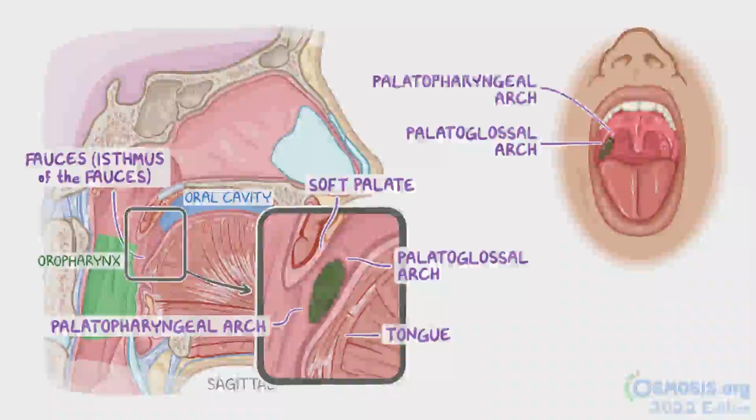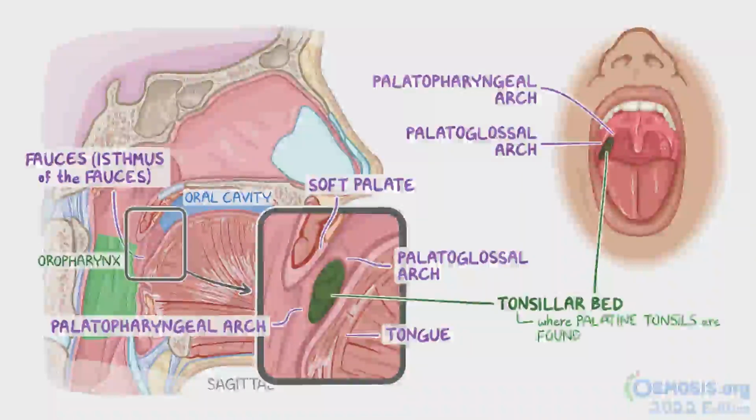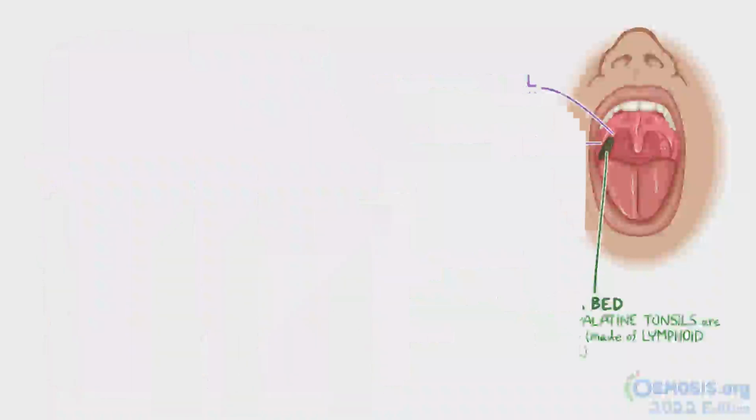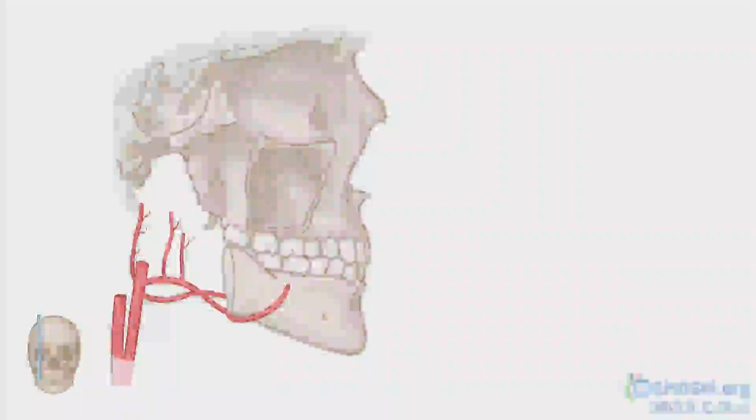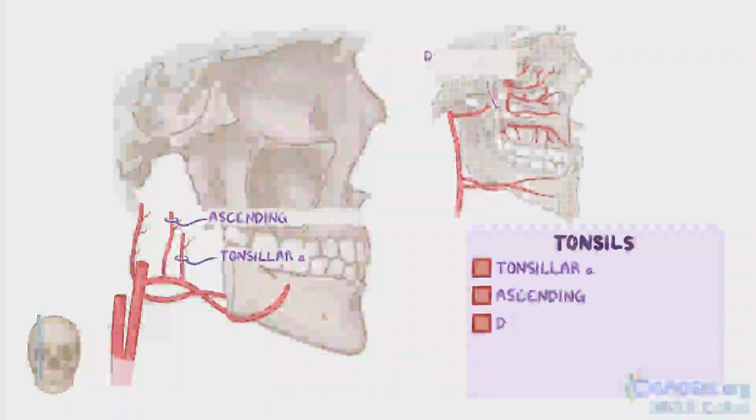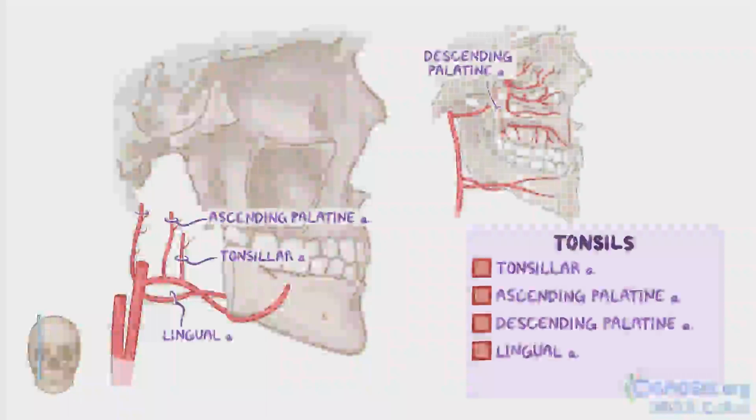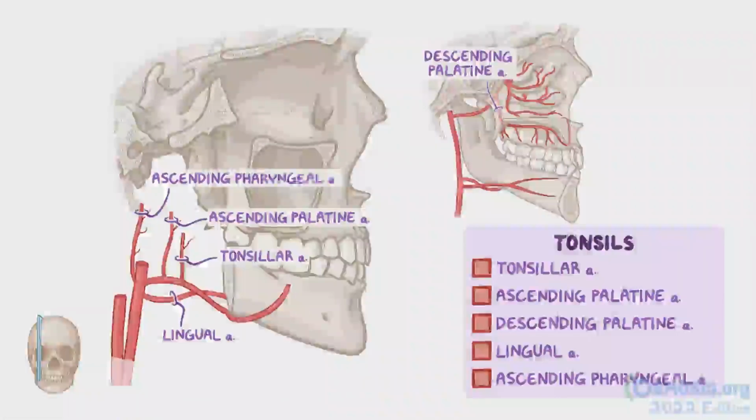Between them, there's a space called the tonsillar bed, where the palatine tonsils are found, which are made of lymphoid tissue, so they're part of the immune system. The main artery that supplies the tonsils is a branch of the facial artery, called the tonsillar artery. The ascending and descending palatine, lingual, and ascending pharyngeal arteries also help supply the tonsil.